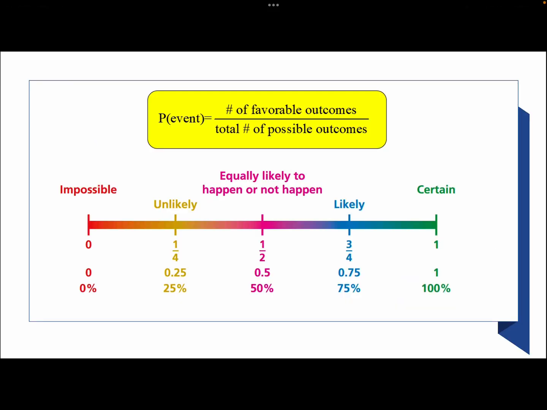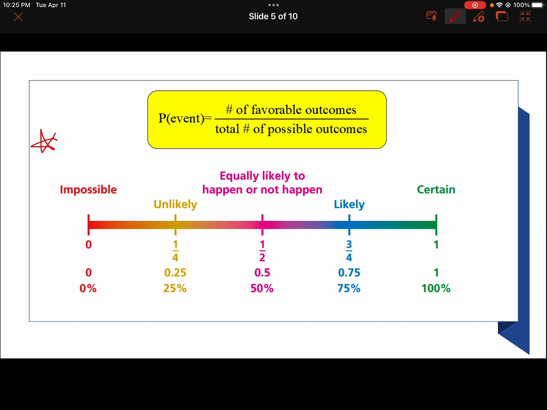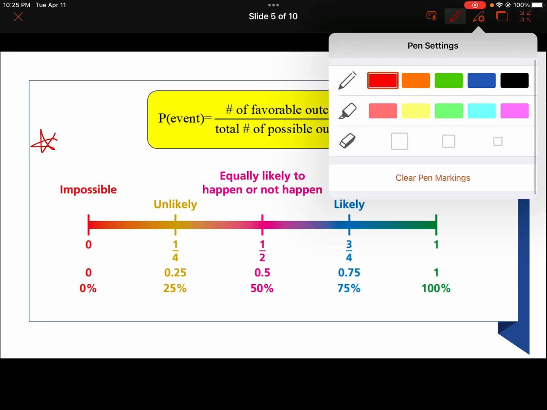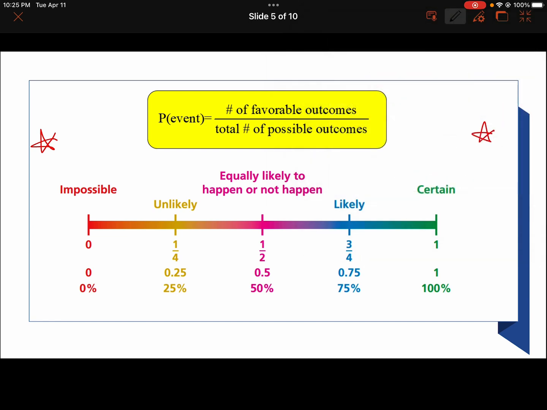All right. Now, this is really important. I've starred this in my notes. This is just putting words to the numbers. All probabilities can be written in three ways. You can write it as a number, which would be a fraction. So it could be 0, 1/4, 1/2, 3/4, 1 are the examples they gave us.